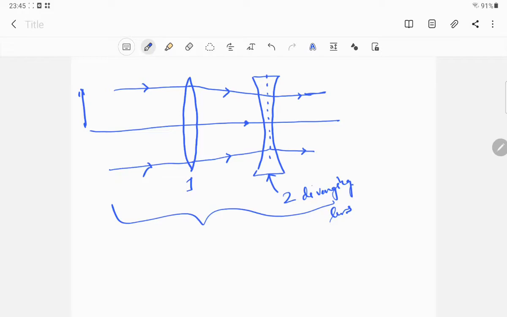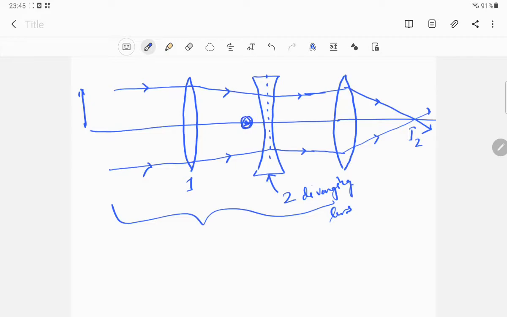To get the image, what do we need to do? We need to put another convex lens here. So the ray comes like this, and it goes like this. You can see now the image is here. Let me call it I2. Initially we got the image here, but with a complicated system of 3 lenses, we have now got the image here. Initially it was I1, now it is I2.